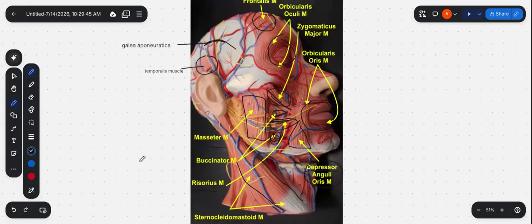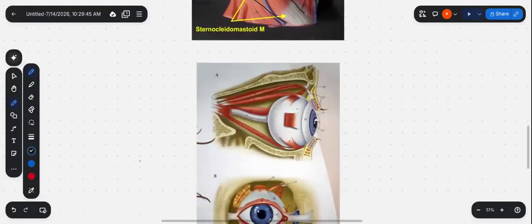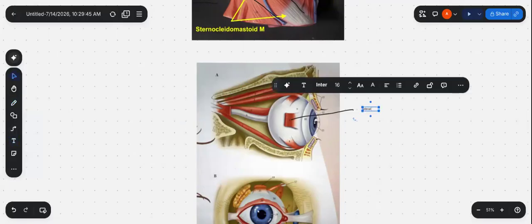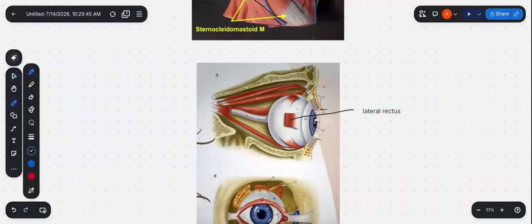And now we're going to move on to looking at your eye muscles. So the first one is this red one over here. That is your lateral rectus over there. Then you have one at the top. That is going to be your superior rectus. So the superior rectus is this one that just goes straight back over here in that fashion.